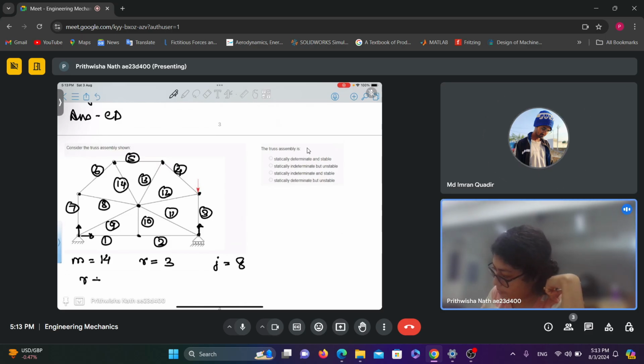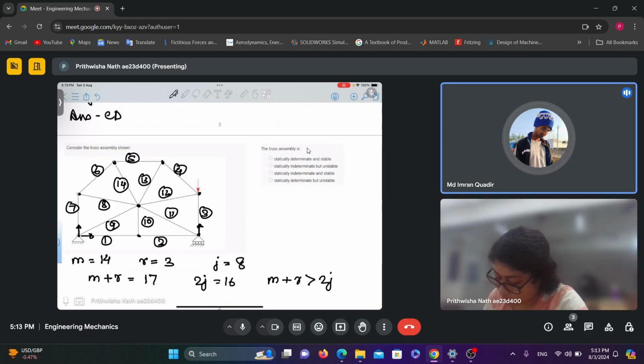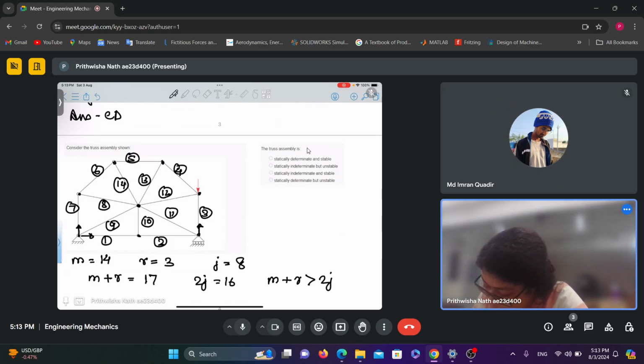M plus R is 17 and 2J is 16. So M plus R is greater than 2J. So what can you conclude from this? It is statically indeterminate, right? Yes, ma'am. So it is statically indeterminate and stable.